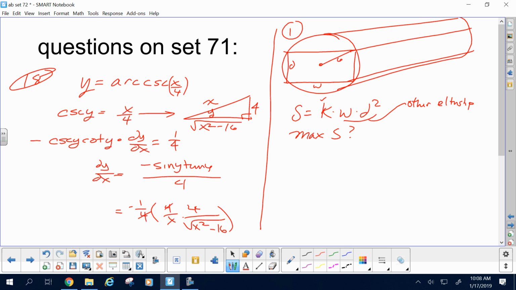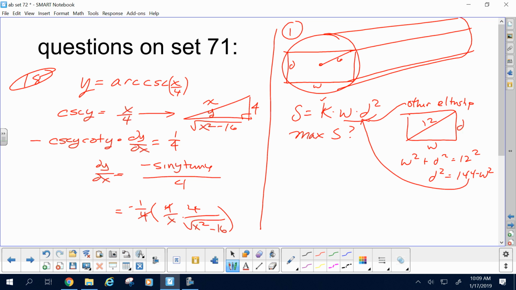What? The area? I don't know the area, but you're right to think geometrically. What about this? This is 12, yeah? And so by Pythagorean theorem, there's a WD relationship. W squared plus D squared equals 12 squared. So find the value of W. So wouldn't you say that D squared is 144 minus W squared? Now I guess I could square root that, but subbing in for the whole D squared is great. Let's sub in for the whole thing.